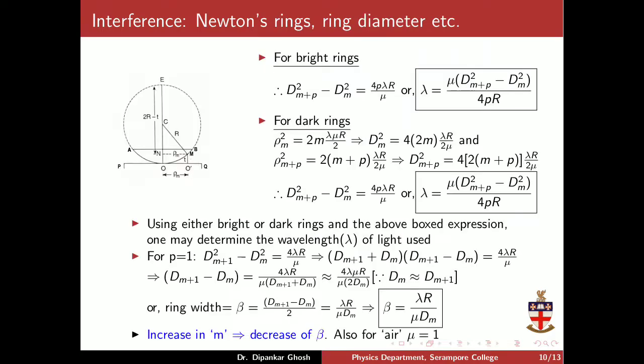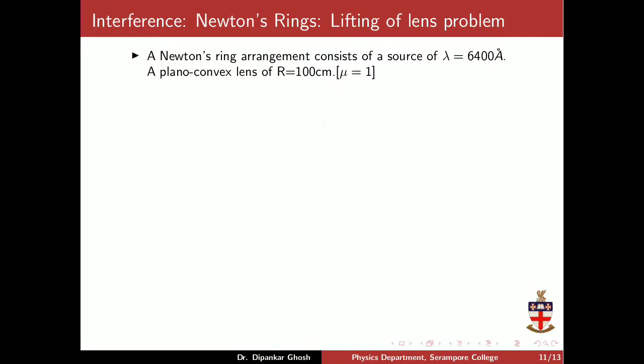The plano-convex lens that was here, AOB, has a radius of curvature of 100 centimeters, rather large, and mu, that is the refractive index of air, is obviously 1. What happens when the lens is lifted from the plane glass plate? What will happen?